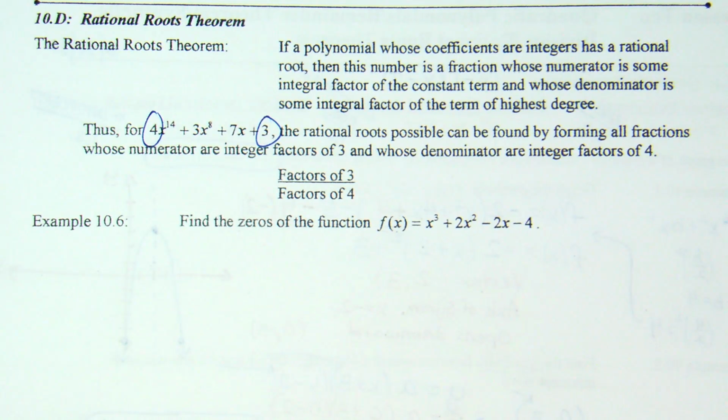My numerator is going to be factors of the constant. My constant is minus 4. Honestly, you don't even have to take the minus with it because factors of negative 4 and positive 4 are the same. So we're going to do factors of 4 on top over factors of the coefficient of my highest degree term. My lead coefficient is 1. This is kind of an easier one.